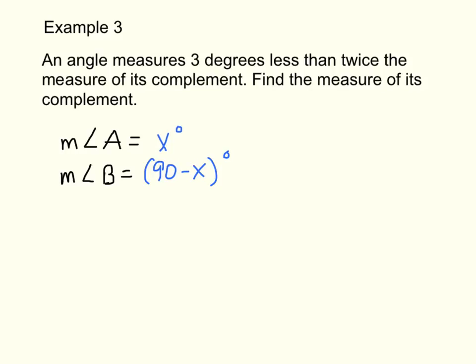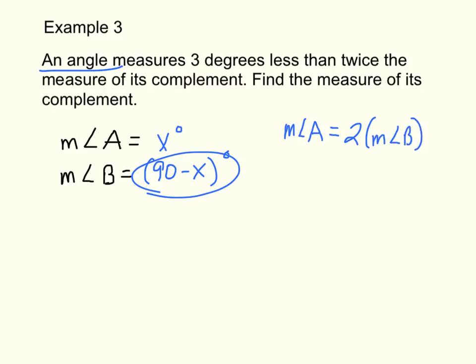What does this say? An angle measures 3 degrees less than twice its complement. So an angle, well, that's the measure of angle A. An angle is 3 degrees less than twice the measure of its complement. So this is the complement. So twice the measure of its complement, and then 3 less than that, so minus 3.